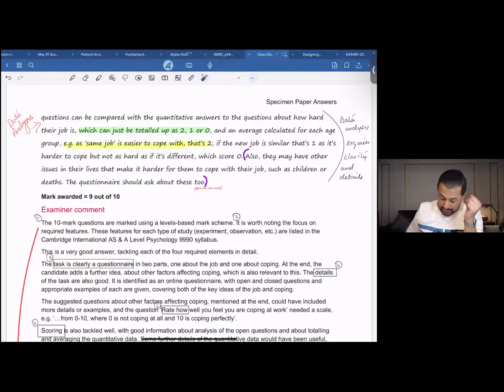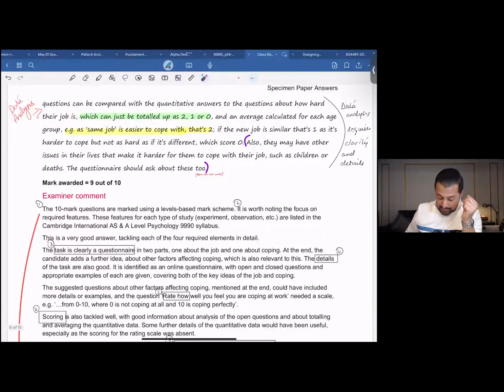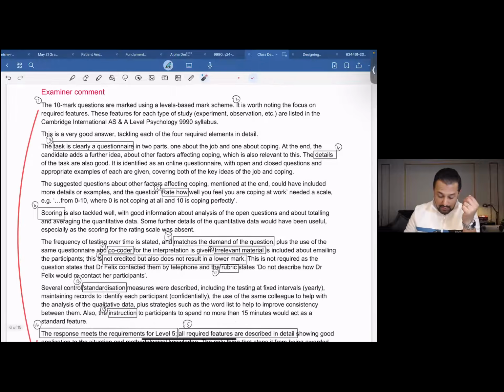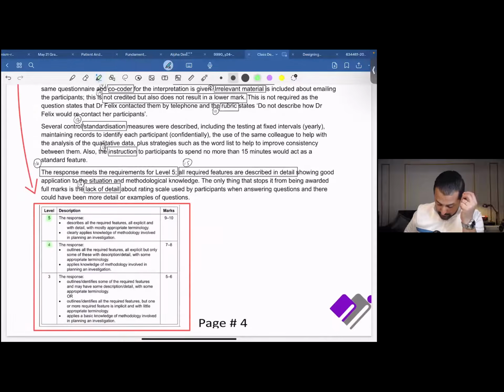Now, to begin with, if we speak about examiner comments over here, the 10 mark questions are marked using a level based marking scheme. Now, what does this mean when they say a level based marking scheme? These are the levels we're talking about, and this is something I showed you before as well.